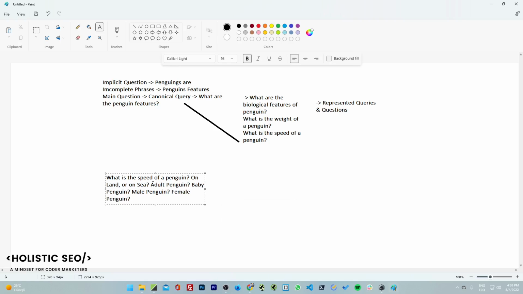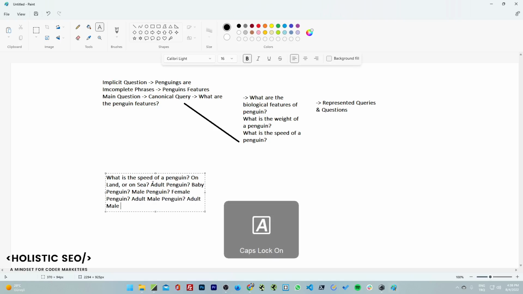And if we go further, we will also need to combine these things: adult male penguin, or let's say adult male but also old penguin. And we also have different species here. Let's say adult male, and at the same time old, and king penguin.